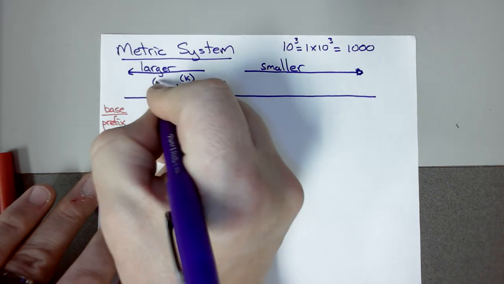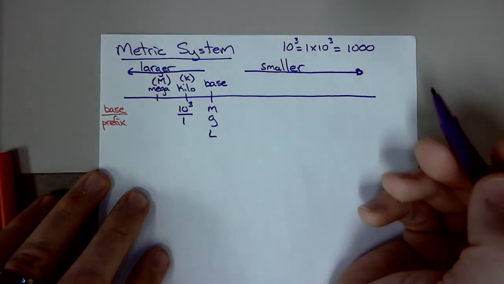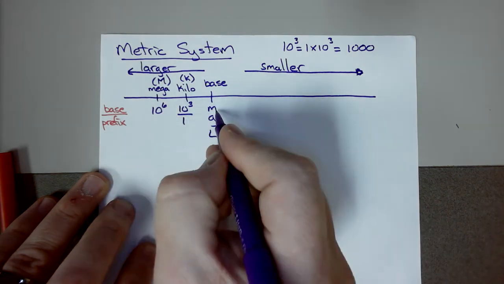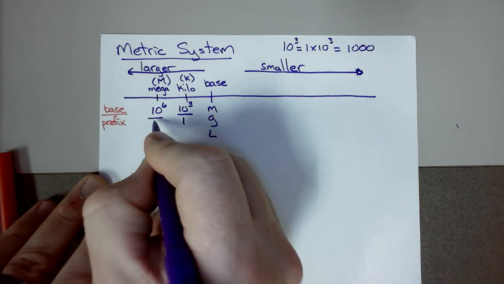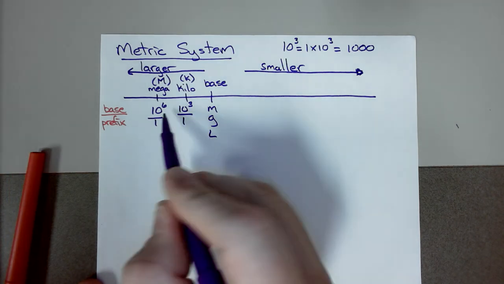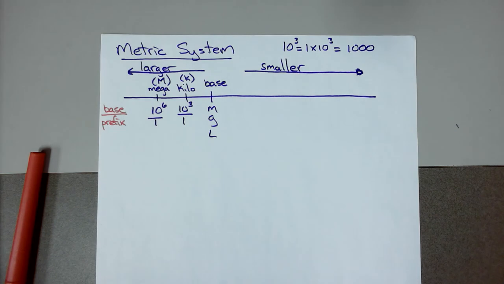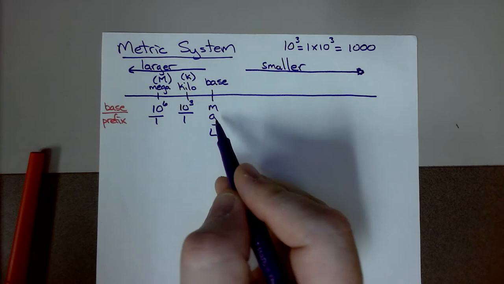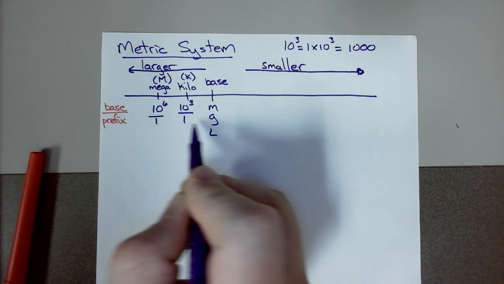And a mega is represented with a capital M, and it takes 10 to the 6th, or 1,000,000 grams to make 1 megagram. Sorry, let me repeat that. I messed up the first time. It takes 1,000,000 grams to make 1 megagram. Remember the prefixes on bottom, 1 megagram.